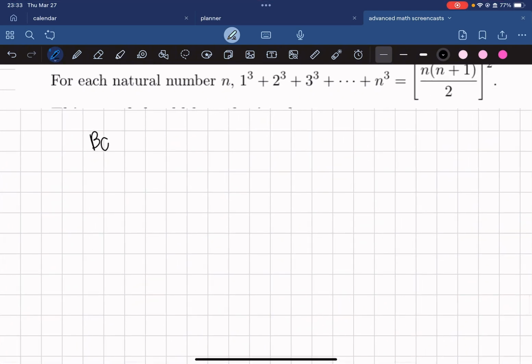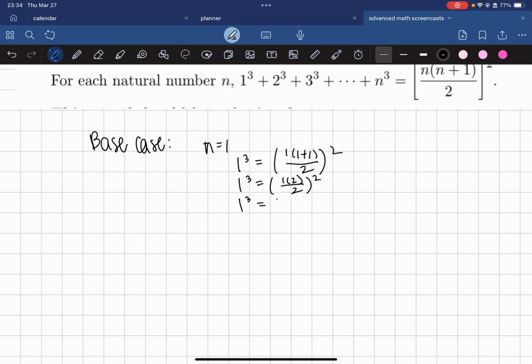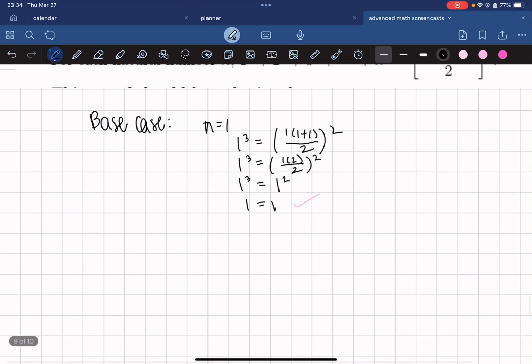So our first step is going to be the base case, where we have n equals 1. So we'll say 1 cubed, and there's nothing added onto it, equals 1 times 1 plus 1 over 2 all squared. 1 cubed is equal to 1 times 2 over 2 all squared. 1 cubed is equal to 1 squared, and 1 is equal to 1. So the base case holds true, which means we can move on.